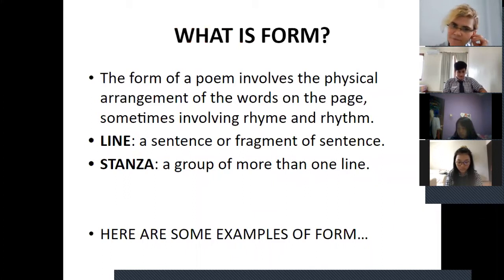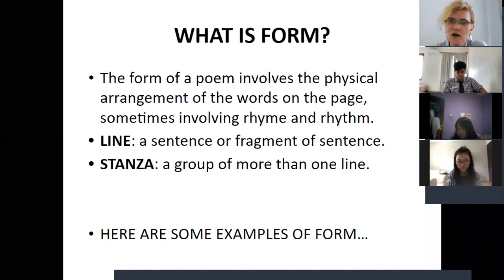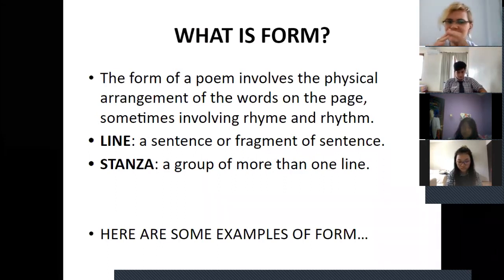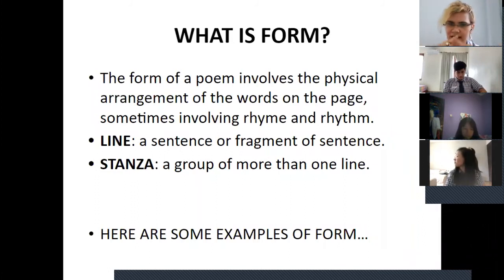Now, what is form? This is also important. The form of a poem involves the physical arrangement of the words on the page, sometimes involving rhyme and sometimes rhythm. So what is form then? We have stanzas, right? You can have a line. A line is a sentence or fragment of a sentence. But if we're talking stanza, that is a group of more than one line together. It's like the paragraph, but in poetry we don't say paragraph, we call it stanza. So that is how it's physically arranged, either line or stanza.